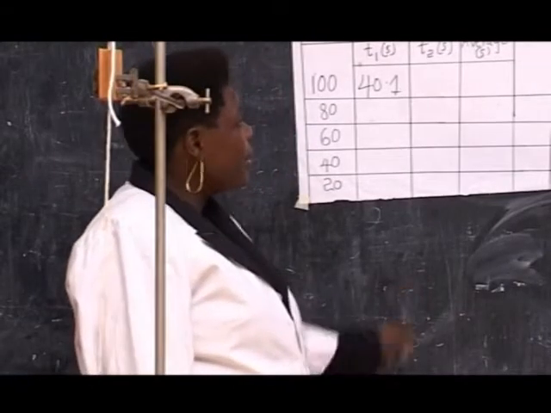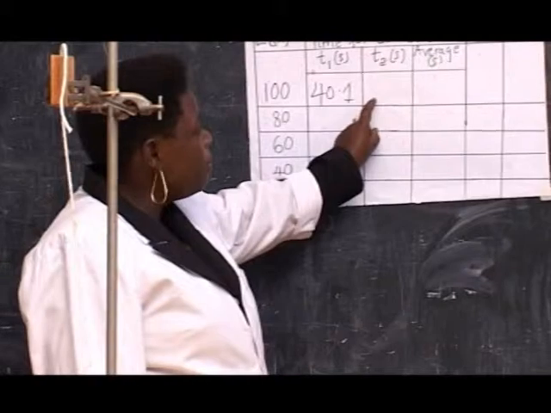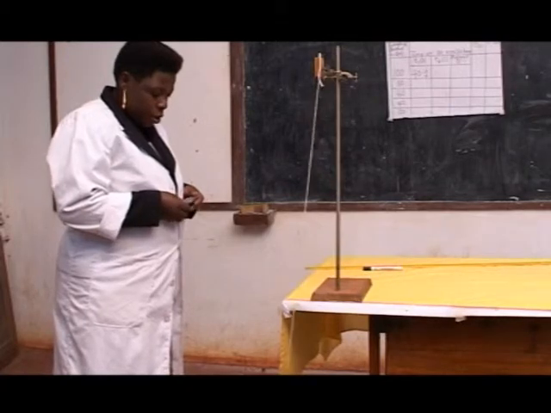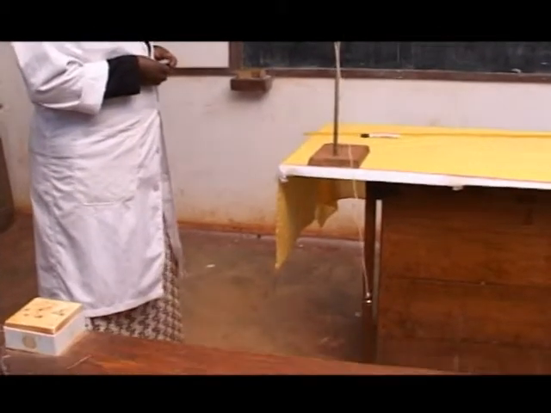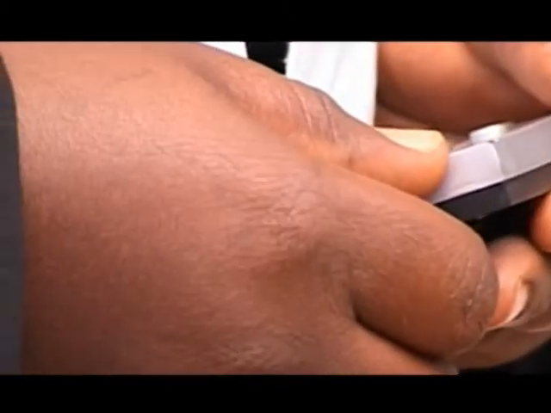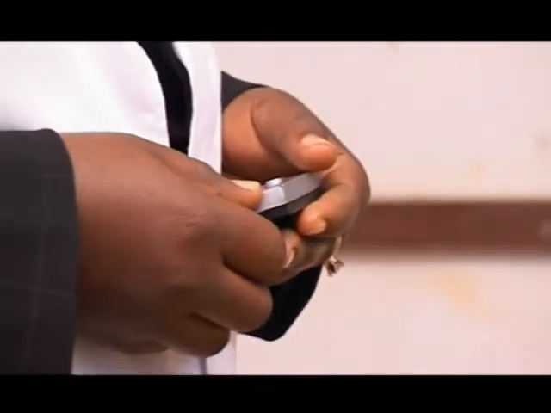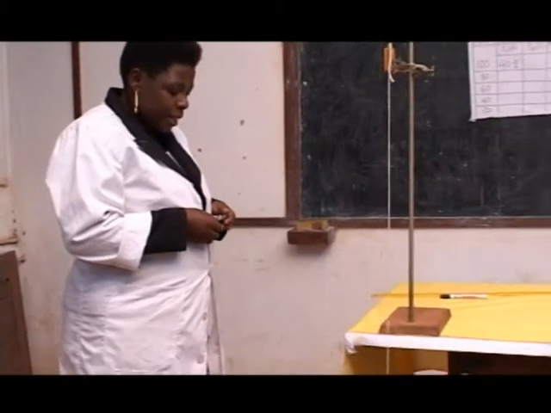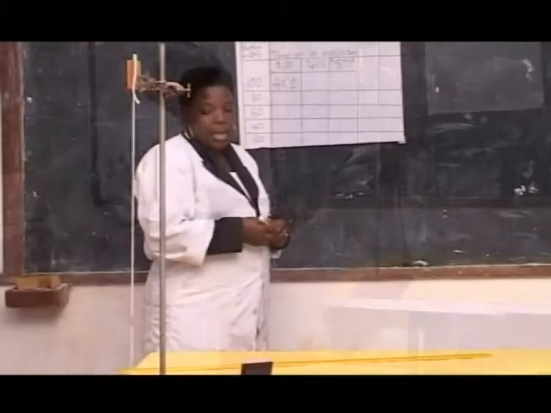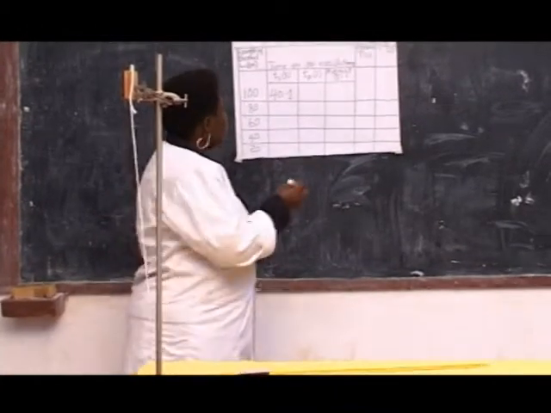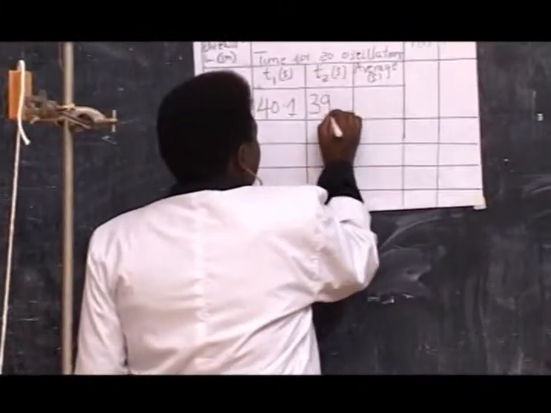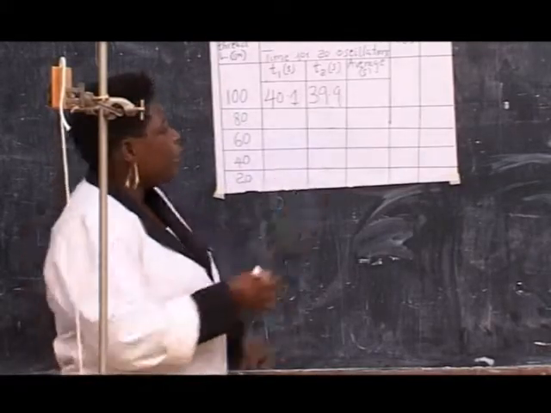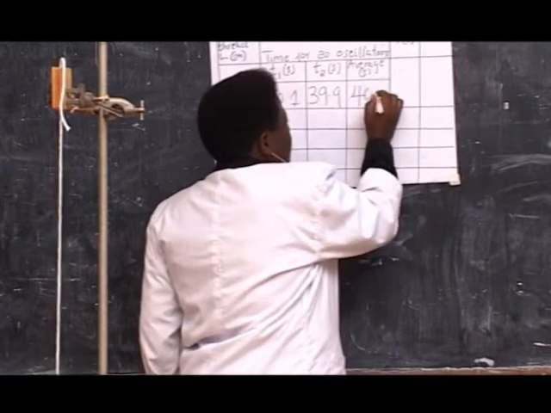To minimize the error, repeat the same procedure, record the time, then find the average. Again, for 20 oscillations, the time was 39.9 seconds. The average for these two times is 40 seconds.